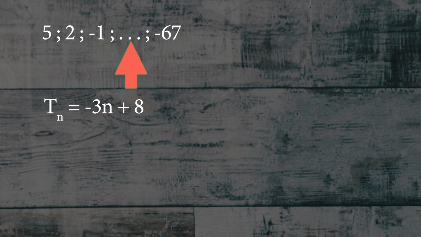We want to find the value of a certain term in a certain position. Let's see what that means. This 5 is the term and it's in position 1. This 2 is the term and it's in position 2. This minus 1 is the term and it's in position 3. That's why we call it T3, right? So now, what will be the term in an unknown position?